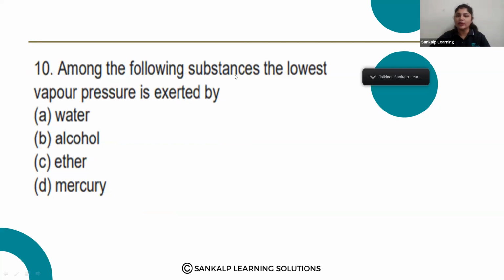Among the following substances, the lowest vapor pressure is exerted by. You can try to solve. You can also just try to answer the questions.